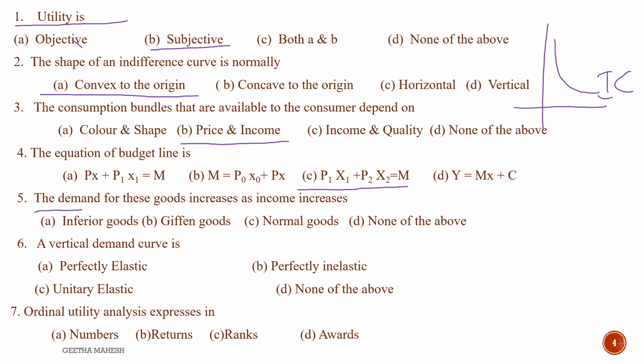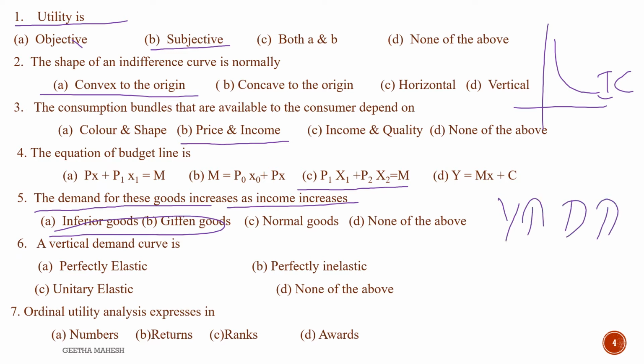The demand for these goods increases as income increases. Given goods, inferior goods, both are one and the same, normal goods, none of the above. So as income increases, demand increases, that is normal goods. Option C is the right answer. A vertical demand curve is perfectly elastic, perfectly inelastic, unitary elastic, none of the above. We know that demand curve, when it is vertical, then it is perfectly inelastic.